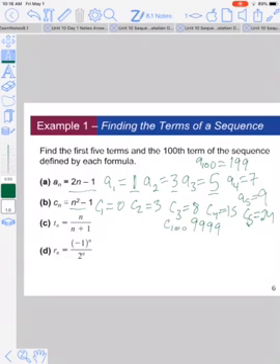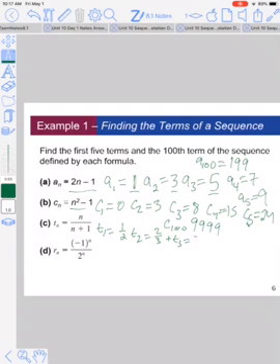Okay, let's do T, this next one here. So T sub 1. If I'm doing T sub 1, I plug in a 1. I get 1 over 1 plus 1. Well, 1 plus 1 is 2, so that'd be 1/2. T sub 2, that'd be 2 over 2 plus 1. 2 plus 1 is 3, so that's 2/3. T sub 3, plug in a 3.